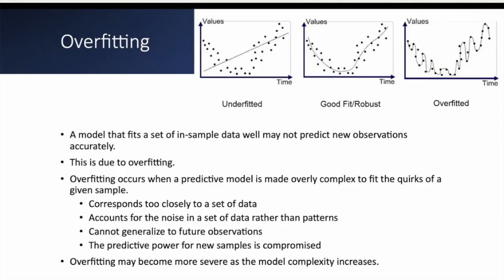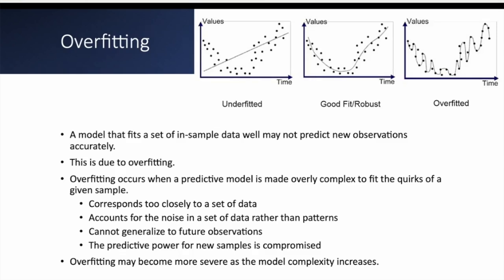If we go back to chapter 7, we used goodness of fit measures like R-squared and adjusted R-squared to assess how well the regression model fits or explains the variation in the target variable. Nevertheless, a model that fits a set of in-sample data well may not predict new observations accurately due to the possibility of overfitting. What is overfitting? Overfitting occurs when a model corresponds too closely to a set of data, but fails to predict future observations reliably. This is underfitting, by the way. This is a good fit here.